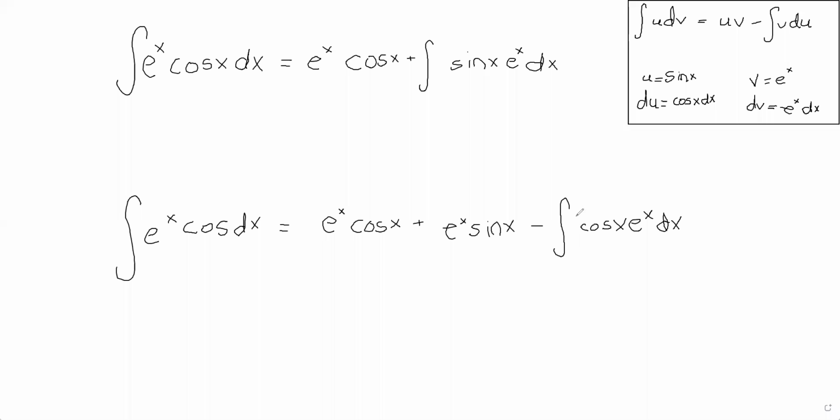So let's go ahead and actually, before we do that, I'm going to make what we have on the left look slightly more like what we have on the right. So I'm going to put the e to the x before the cosine of x, just so it's more clear what we're trying to do. So I'm going to add this to both sides. You can always add an integral to both sides the same way you add a number or a function to both sides of an equation.